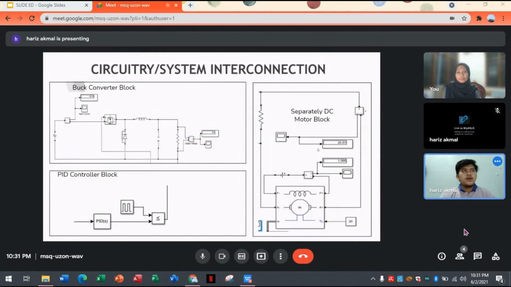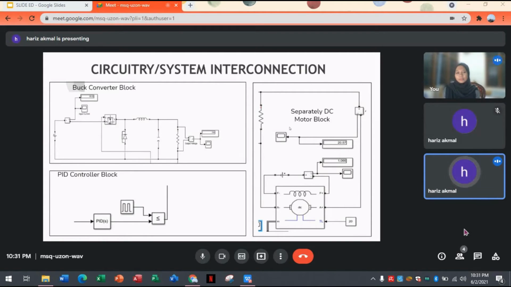Next, for our circuit, we use 3 combinations of system. The first one is the buck converter block. Buck converter block will lower down the voltage, as I stated earlier, from 240 volt to 144 volt. Next, we use the PID controller block, also known as PWM subsystem, to generate the signal and to adjust the output speed using PID. And lastly, separately, the DC motor block. This is a block for the motor, and we will see it more clearly in our simulation.